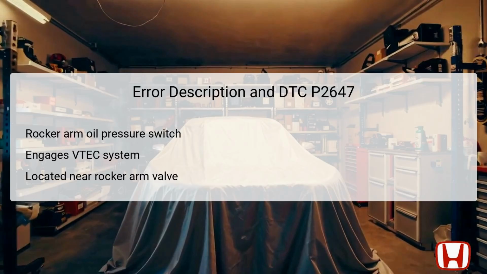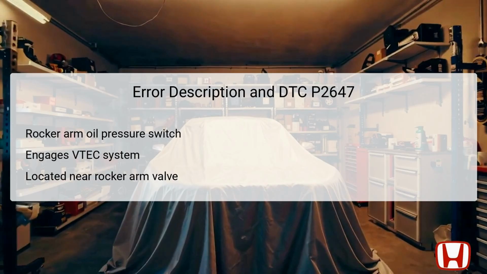The DTC P2647 indicates a problem with the rocker arm oil pressure switch circuit, detecting a high voltage condition. The rocker arm oil pressure switch is critical for the engagement of the variable valve timing (VTEC) system in the Honda HRV. This switch helps control the oil pressure that activates the VTEC solenoid, allowing for adjustable timing depending on engine needs. A malfunction here can lead to improper valve timing, affecting engine performance.